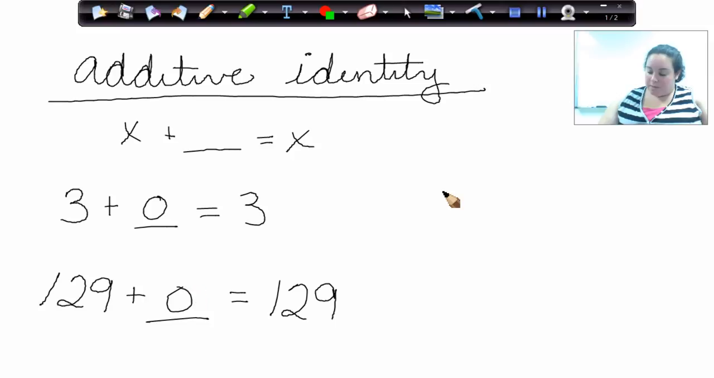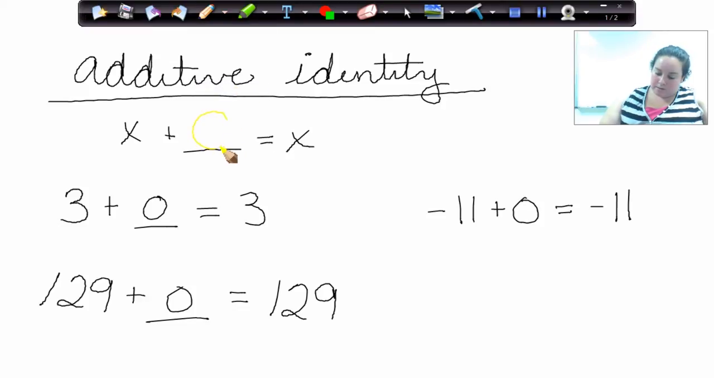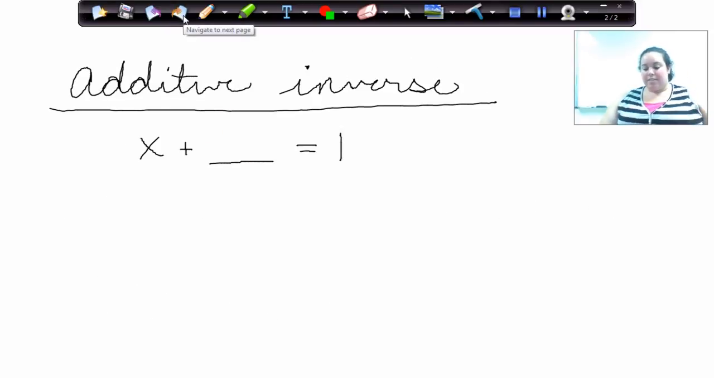And it works for negative numbers. If you have negative 11 and you add 0 to it, what do you get? Negative 11. All right, awesome. So the additive identity, 0. That's going to be important because we're going to talk about additive inverses today. Let's go to the next page, additive inverses.